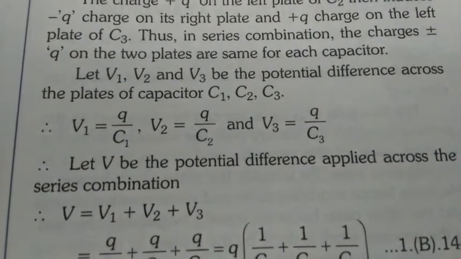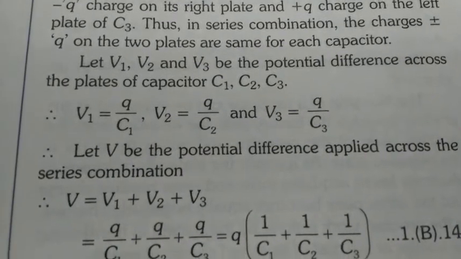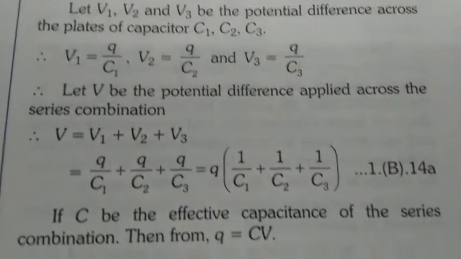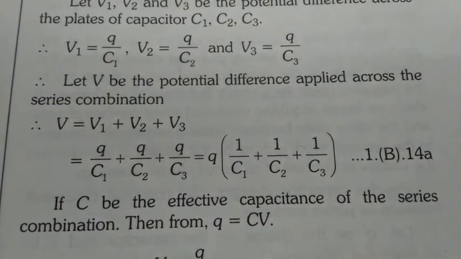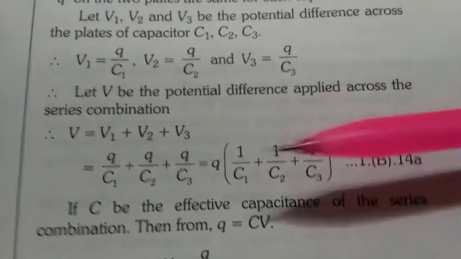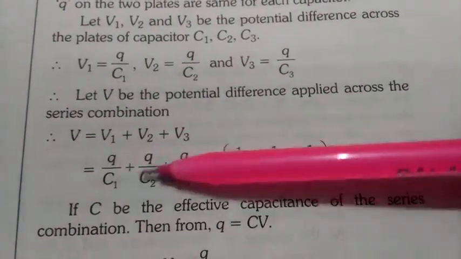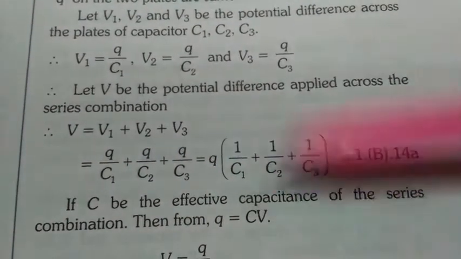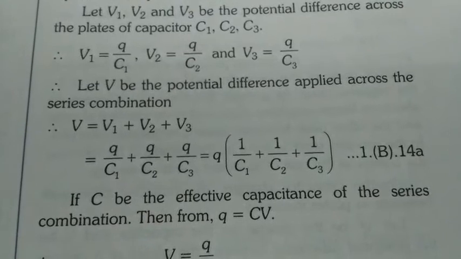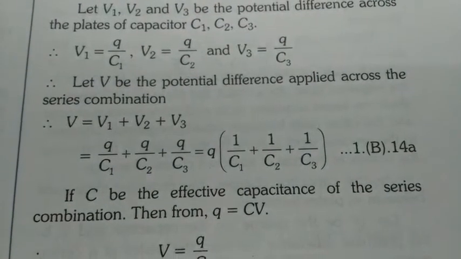Now we have to find the total potential drop, which is V equals V1 plus V2 plus V3. By putting in the values of V1, V2 and V3, we get Q as common, and in the bracket we get 1 upon C1 plus 1 upon C2 plus 1 upon C3.